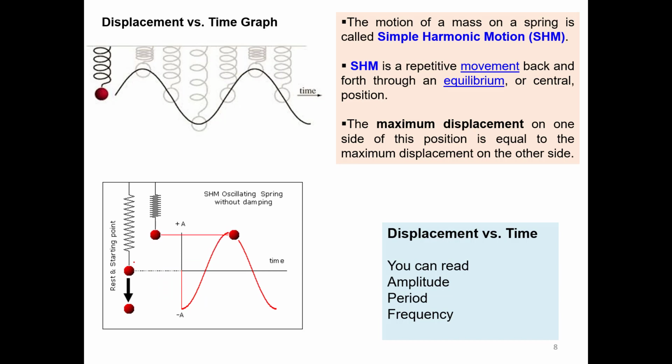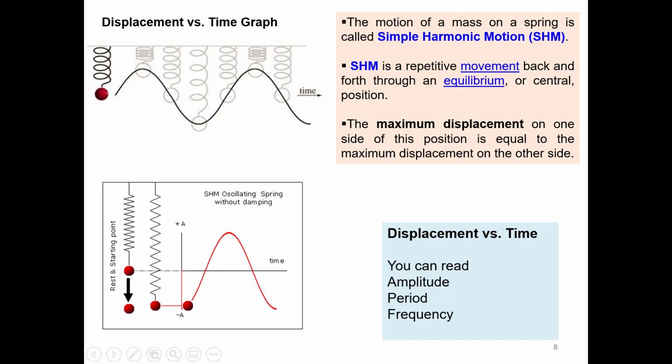And sometimes it's easier if we can interpret, we can understand any vibrational motion if we are able to represent this vibration in a displacement versus time graph. Then here we have a spring mass system, and if we just move the spring, apply some force to the spring, then it starts vibrating. Yes, it starts moving back and forth.